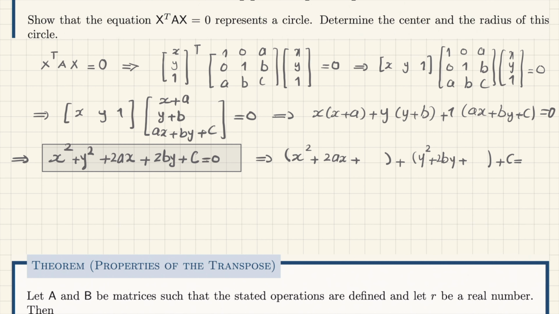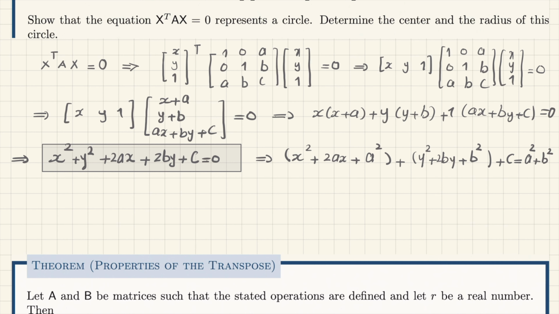I need a squared. So I put a squared here, but I cannot just put an a squared here unless I compensate for that by putting a squared here on the right hand side as well. Okay, and the same story here. I put b squared here. To compensate for that, I put a b squared here as well.